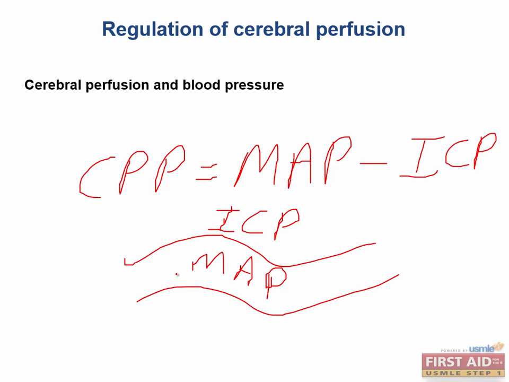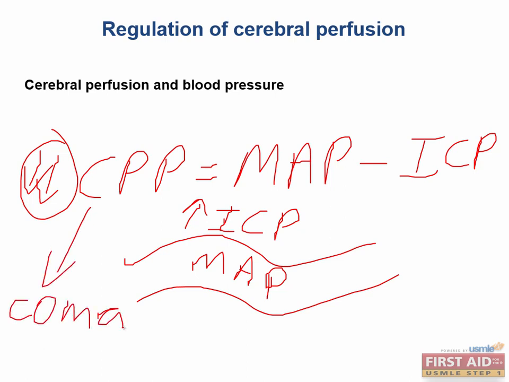So, if the mean arterial pressure drops too low, then the cerebral perfusion pressure will also drop. However, if the mean arterial pressure stays the same and the intracranial pressure rises, then the cerebral perfusion pressure will also drop. Of course, if the pressure drops too low, then that will lead to a coma, and that is sort of the most feared sequelae of a drop in cerebral perfusion pressure.